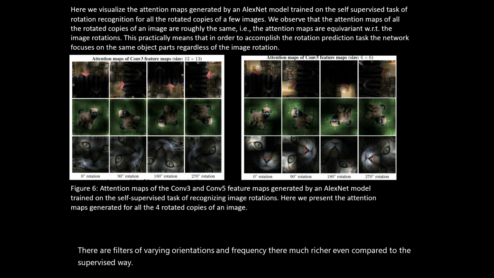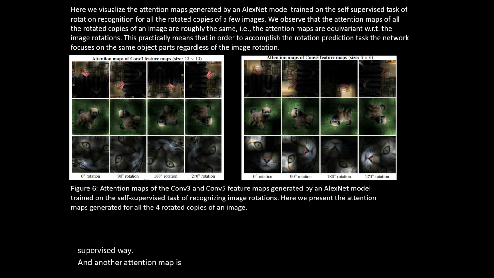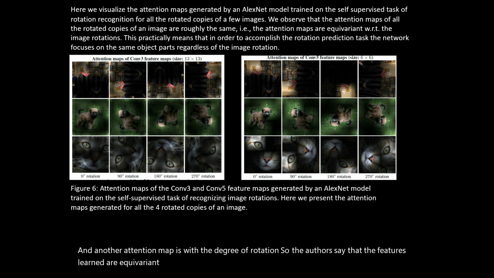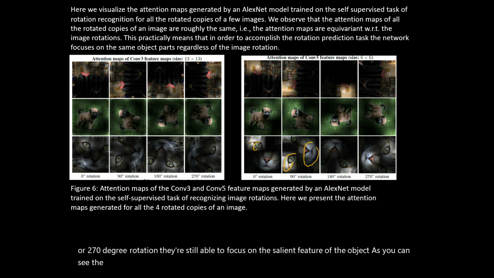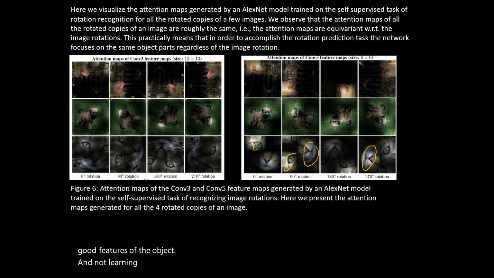And another attention map is with the degree of rotation. So the authors say that the features learned are equivariant with respect to rotation. So no matter if it's a 0 degree, 90 degree, 180 or 270 degree rotation, they're still able to focus on the salient features of the object. As you can see, the eyes and then the whiskers, etc. So it also proves that they're actually focusing on good features of the object and not learning some noise in order to predict this rotation. So it does work, it says that.